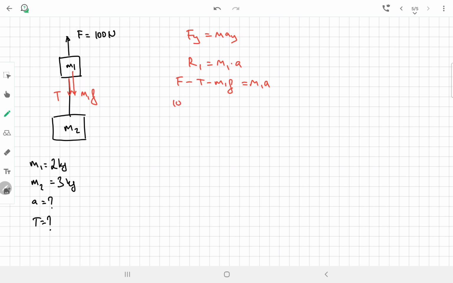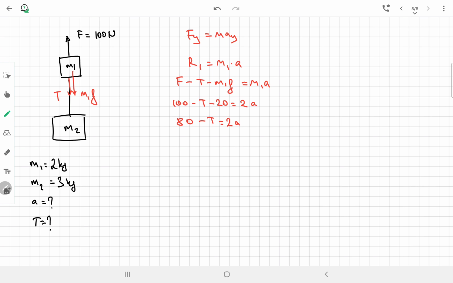So force 100, tension unknown, weight 20, 2A. So 80 minus tension equal to 2A. Again, we have one equation, two unknowns. We need one more equation, which is coming from the second object. Now let's come to the second object. Let's draw the free body diagram.